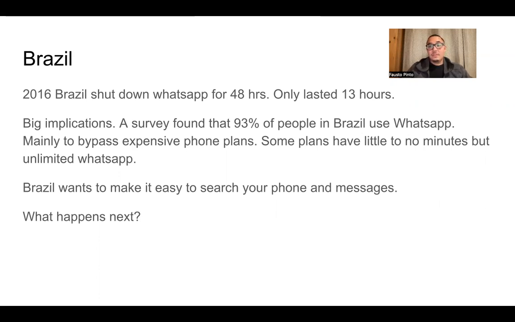So a lot of people use this. They use it to call taxis, order food, order drinks, order services, make doctor's appointments. So it's a big thing when people don't have WhatsApp in other countries, as I mentioned in the previous class. The reason why Brazil did this shutdown is they want to make it easier to search your phone and messages, and the internet companies are not playing ball with them.